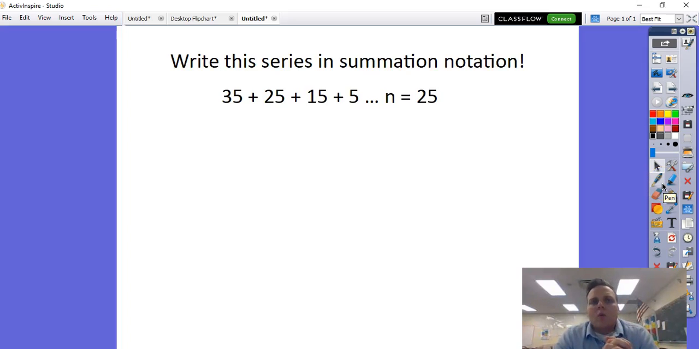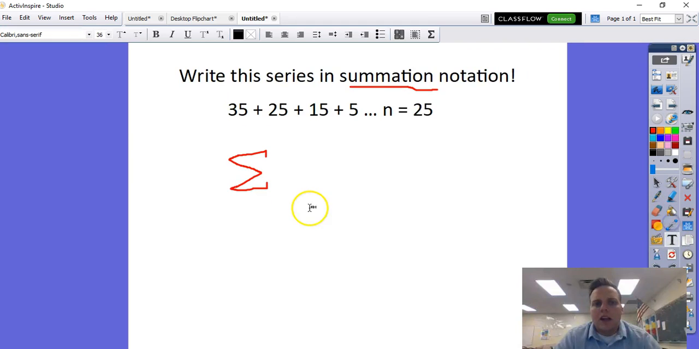Hey guys, what we're going to be doing today is talking about writing series in summation notation. First off, summation should make you think of this Greek letter, epsilon, or sigma, I forget which one it technically is. It looks something like that. I'm not very good at writing it, but that is vaguely what it looks like.